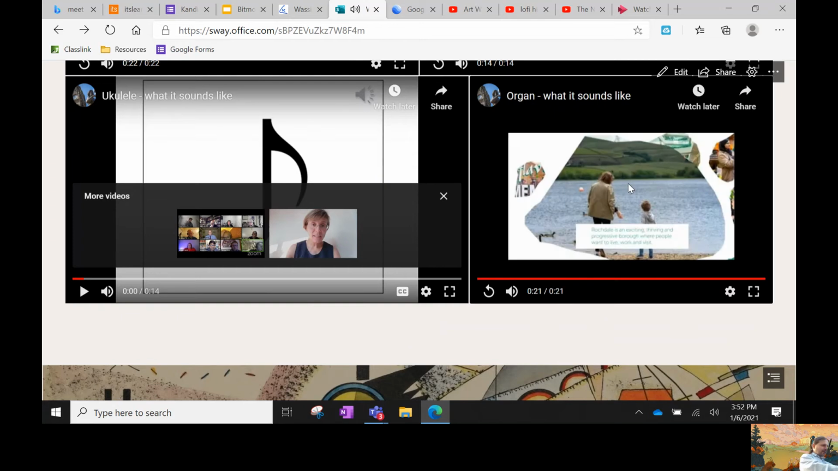And that was an organ. Sometimes big churches or big cathedrals have big organs in them. They look kind of like a piano, but they're much taller.